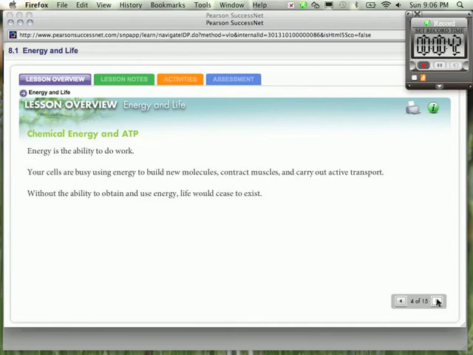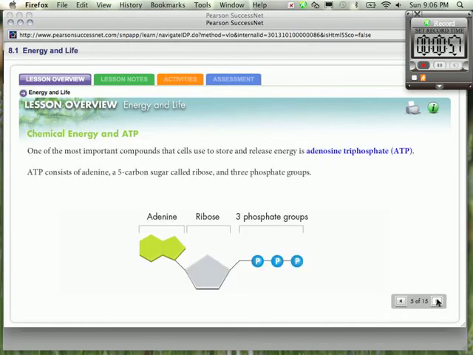Energy is the ability to do work. Your cells are busy using energy to build new molecules, contract muscles, and carry out active transport. Without the ability to obtain and use energy, life would cease to exist. One of the most important compounds that cells use to store and release energy is adenosine triphosphate, also known as ATP.